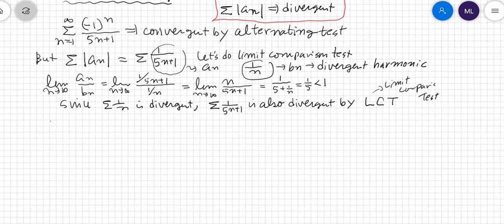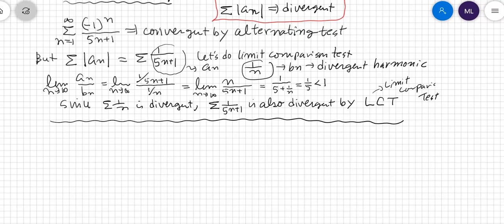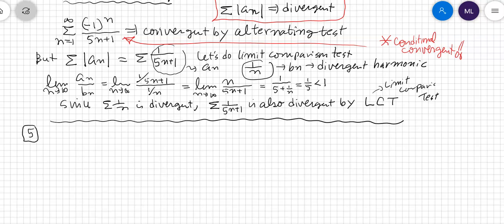Very nice question. Okay, I hope you like it. Let's go number 5. So in other words, because it is convergent but not absolutely, the conclusion is conditional convergence. Okay, conditional. That's what they want you to say. Okay, this guy is conditional convergence.